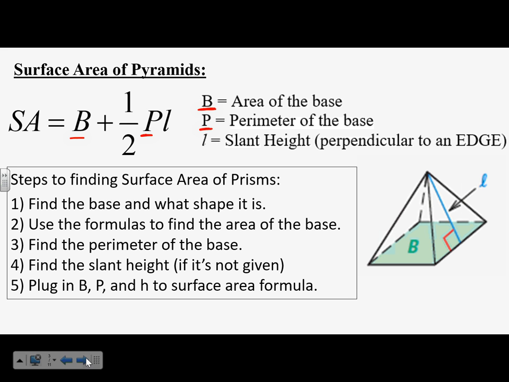So, very similar to the steps on the last one, I just added one step in there. This is step 4, find the slant height. But same as before, find the base and what shape it is. Use the formulas to find the area of the base. Find the perimeter of the base. Find the slant height, if it's not given; sometimes it is given. And then plug it into the formula. So again, it's one more step from what we did before, and that's finding that slant height.